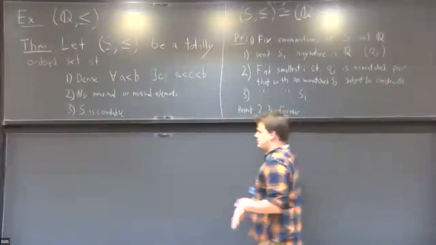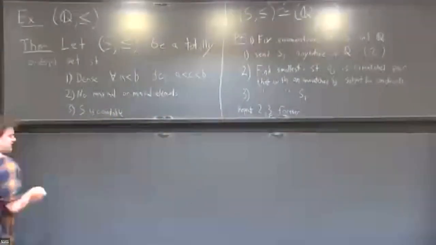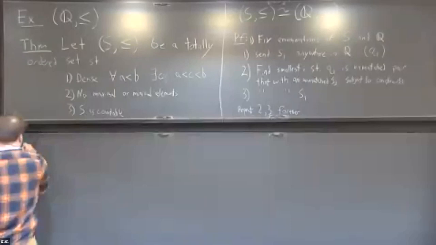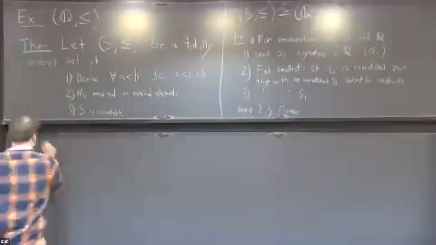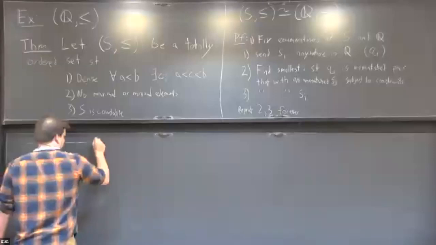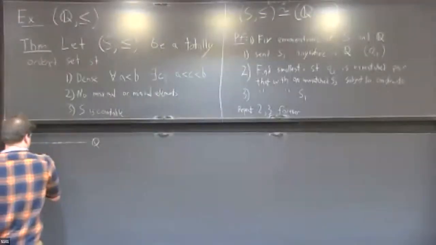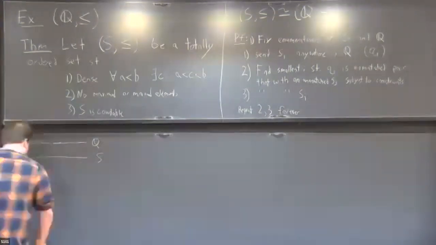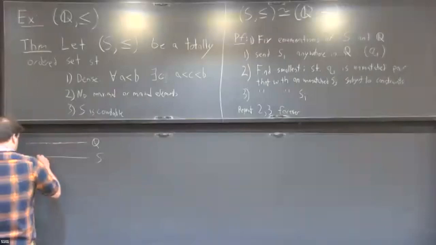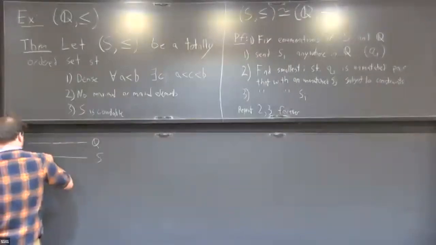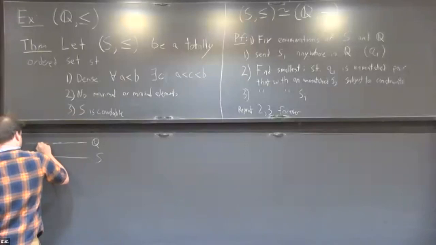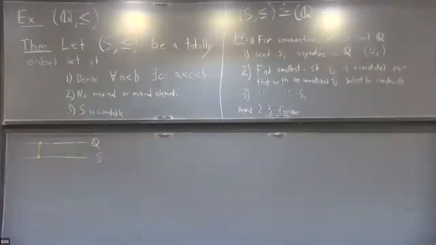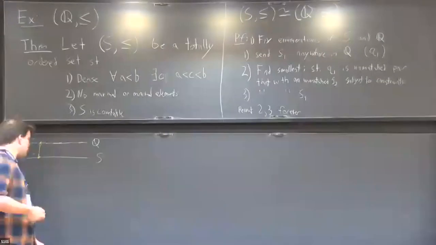Okay, so let me draw a schematic of what this argument is doing. We have Q and we have S. They're both totally ordered sets. And what we do is we just take something in S, send it anywhere in Q.